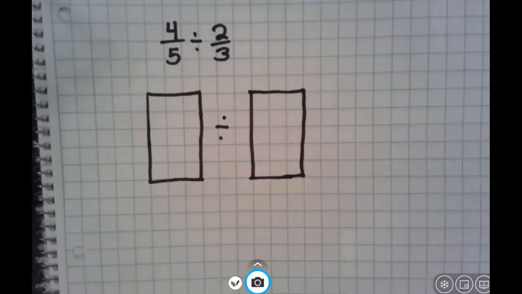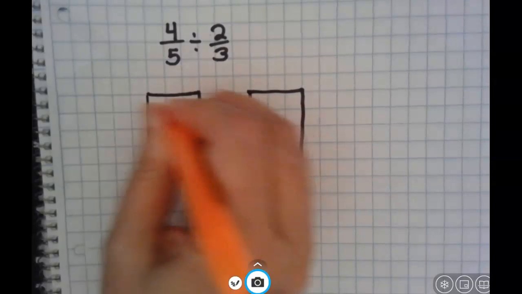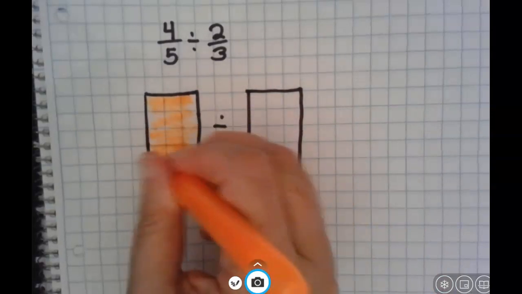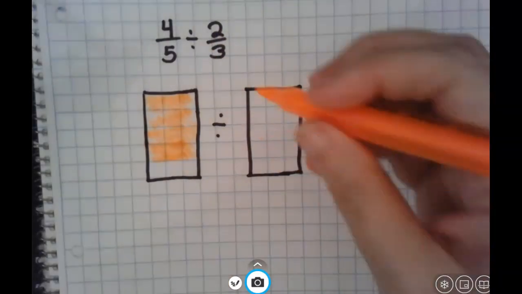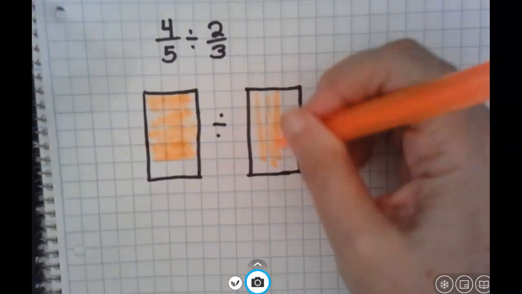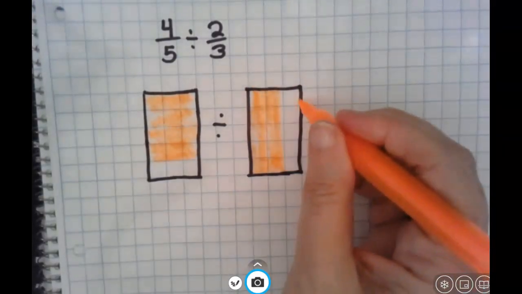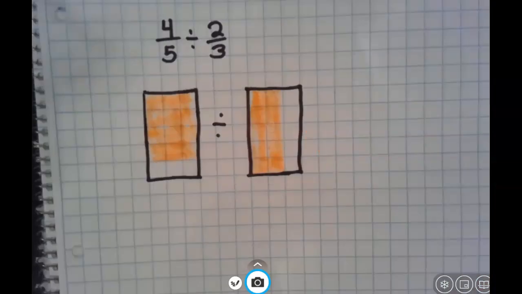Okay, I draw mine as 5 tall by 3 wide. You could have also done 3 tall by 5 wide. It really doesn't matter. This one is 4/5, so it means 4 of these rows are going to be shaded in. There's my 1, 2, 3, 4 out of my 5 are colored in. Now I have 2/3, so that means that 2 of these columns are going to be colored in. 2 out of the 3 are colored in. So this is modeling 4/5 divided by 2/3.